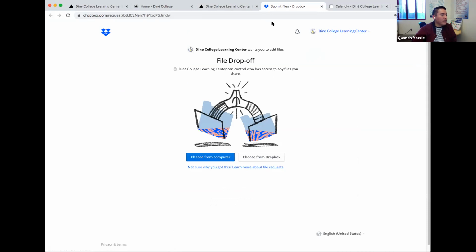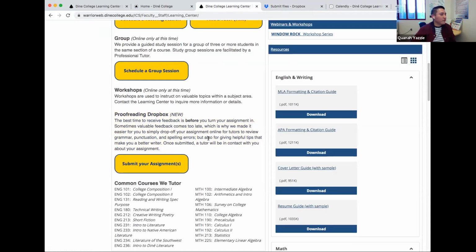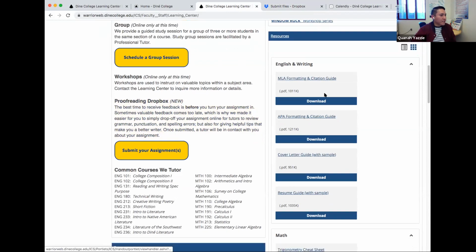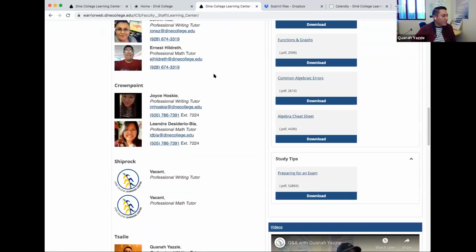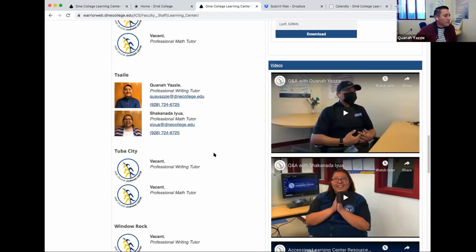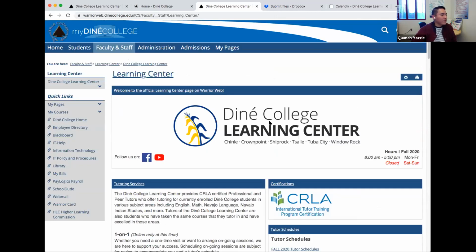Just choose your file. Once you submit, it'll submit to us, and then we distribute it to all the tutors here at the Net College. One of them will get back to you once they've received it and done a review. And here we have MLA formatting and citation guides, APA, and so forth. Then we have our tutors listed here as well, and videos that are available. So that's our internal web pages, and that's how we're operating this semester.